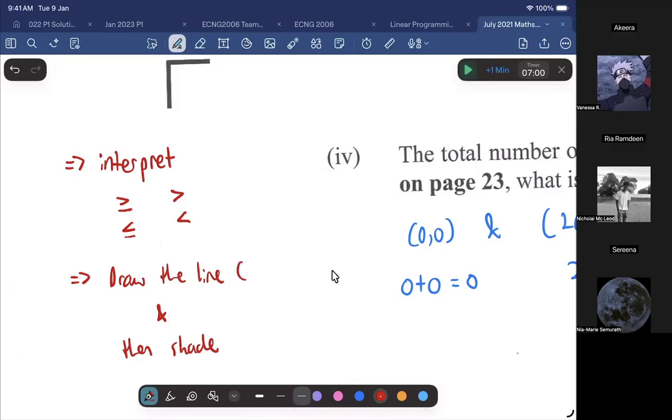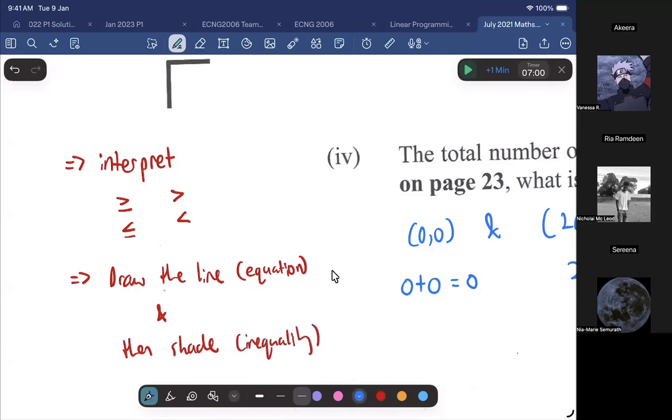Is the line itself the answer, or is it just the equation? The line itself is just the equation. To represent the inequality, you actually have to do what? Shade. Right.